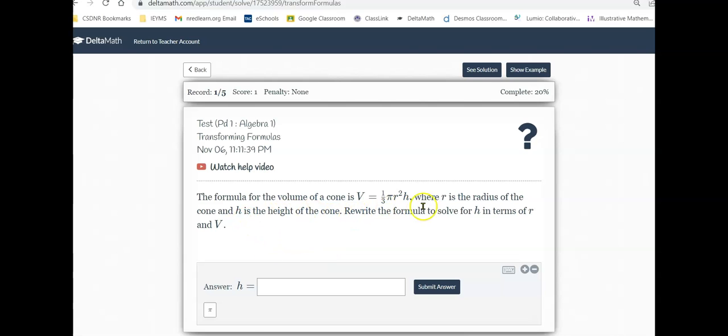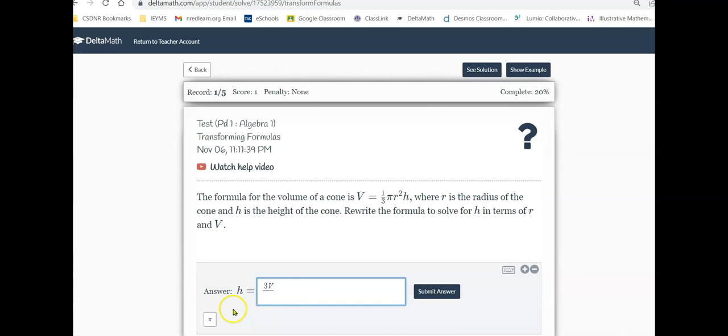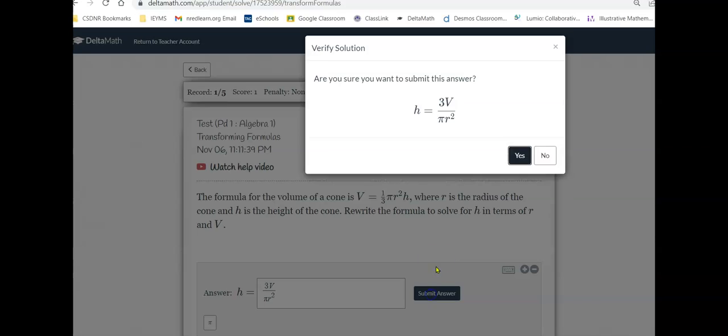This one, rewrite the formula and solve for h. I just did that one. 3v over pi r².